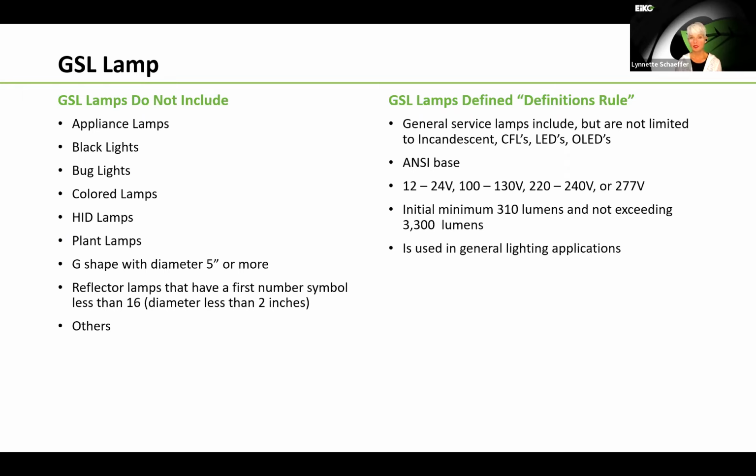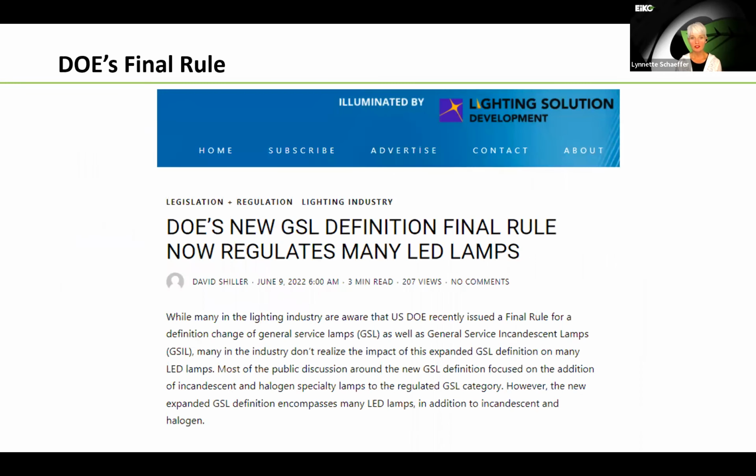Now, GSL lamps will not be a light fixture, and they will also not be an LED downlight retrofit either. Now, you're going to notice on the slide, I have a definitions rule in parentheses up in the upper right-hand corner. And this is because this is one of the new rules, because remember when I first started this presentation, I said there's 2 new rules that are put in place by the DOE. This is one of them. So these 2 new rules recently published are referred to as the final rules. As this article published just June 9th, 2022 explains, the first rule expands the definition of GSL and general service lamps. And this is called, again, the definitions rule.